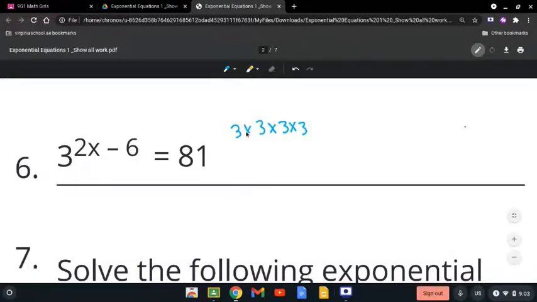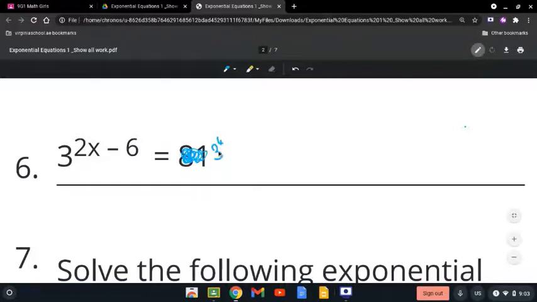So again, you're going to count how many times you used the number 3. How many times did you multiply 3 by itself? 1, 2, 3, 4. We used it 4 times. So we're just going to cancel 81, and we're going to write 3, and then as an exponent, we're going to write 4.